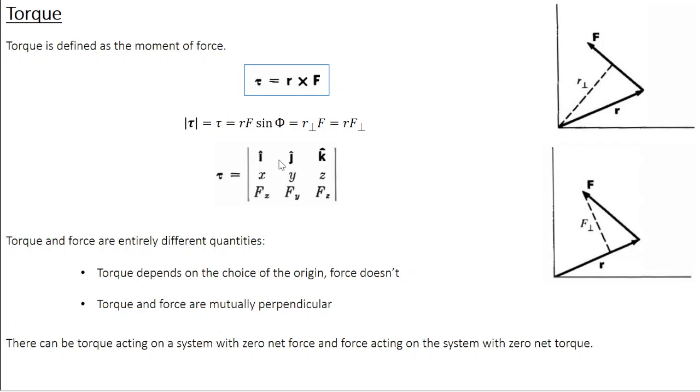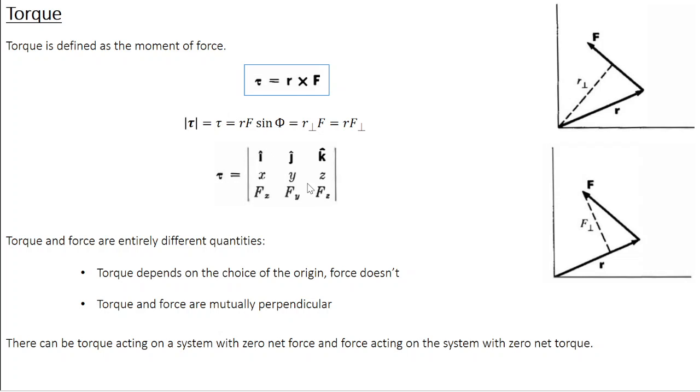Alternatively, you can also define this cross product in terms of the vector components. So if you write r vector as x i cap plus y j cap plus z k cap, and force F in terms of its components Fx i cap, Fy j cap, Fz k cap, then you can define tau in the form of a determinant.